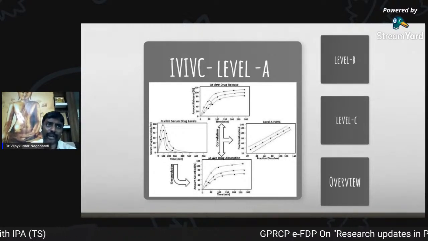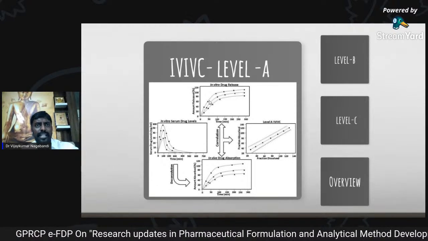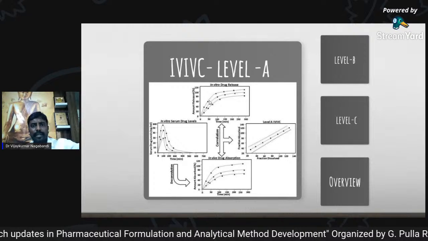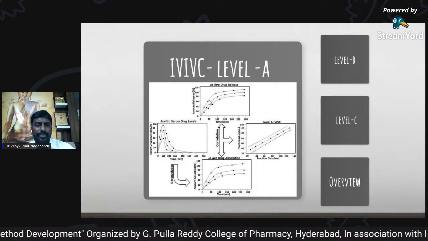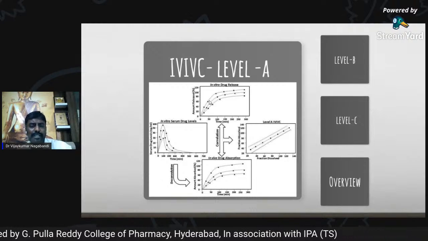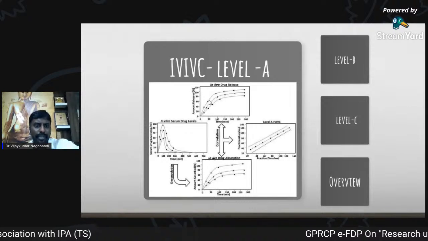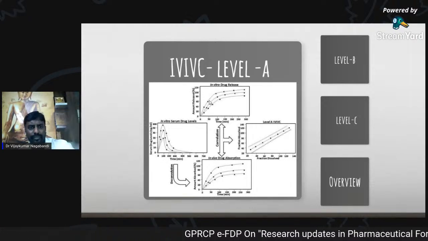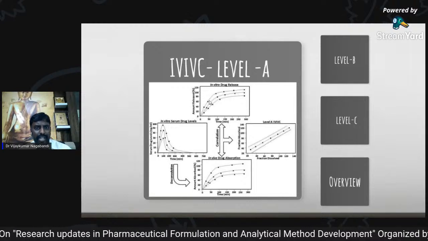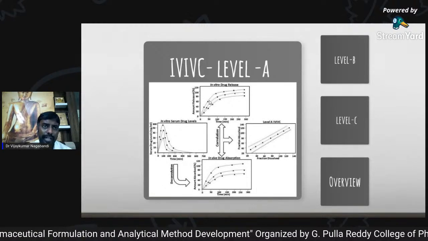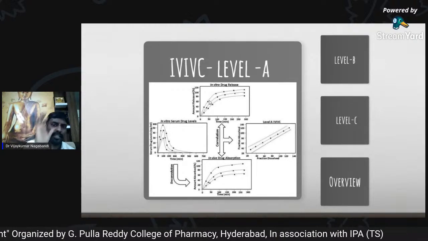You try to build the correlation between any media, all the medias individually. First, percentage of drug release in 0.1 normal HCl versus percentage of drug absorption. Percentage of drug release in 4.5 versus percent drug absorption. Percentage of drug release in 6.8 versus percentage of drug absorption. With 50 RPM, with 100 RPM, with 75 RPM, with 500 ml media, with 900 ml, with 850 ml. In several different experiments we need to do, and our target is to build the correlation between in vitro performance versus in vivo performance. Percentage of drug release versus percentage of drug absorption.